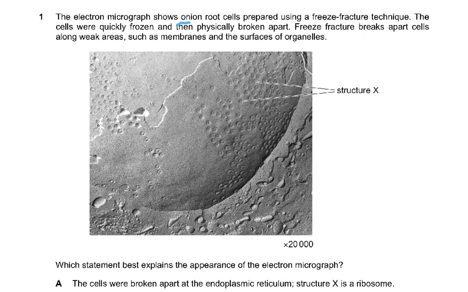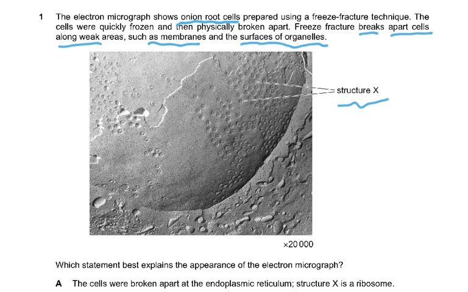So these are plant cells prepared using a freeze fracture technique. The cells were quickly frozen and then physically broken apart. Freeze fracture breaks apart cells along weak areas such as membranes and the surfaces of organelles. So where there are membranes and surfaces of organelles, it breaks them from there. There's a label which is structure X.